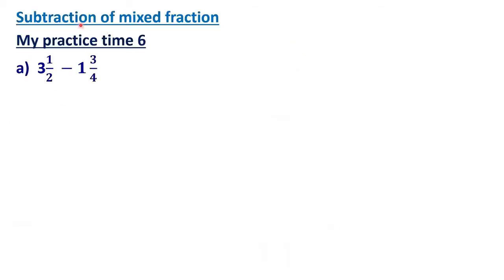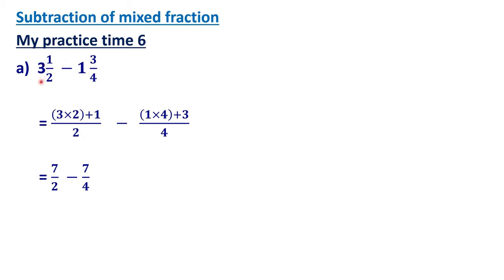Next question, you see subtraction of mixed fractions. The question is taken from My Practice Time 6A. 3 1 by 2 minus 1 3 by 4. So first of all, we will convert these mixed fractions into improper fractions. You know how to convert it into an improper fraction? We will multiply the whole number with the denominator and add it to the numerator, and the whole thing is divided by the denominator.